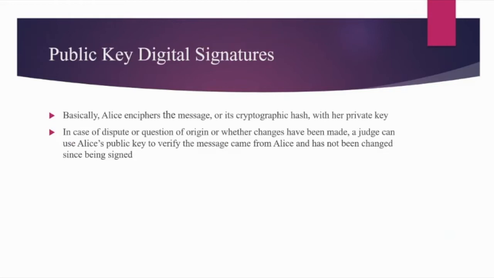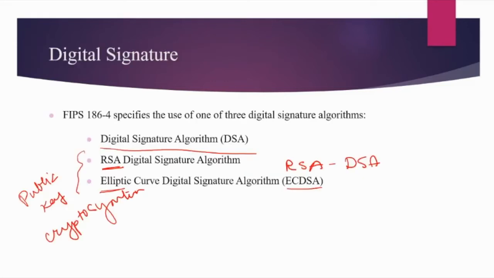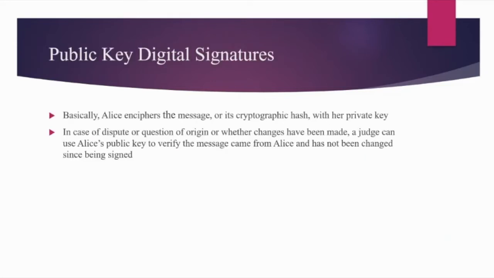First of all, we will use a public key digital signature, and that will become the base of our digital signature algorithm. The overall idea here is that Alice will encipher the message using her private key, and Bob or any other third party can cross-check or validate it using the public key of Alice. This is how we will verify digital signatures.